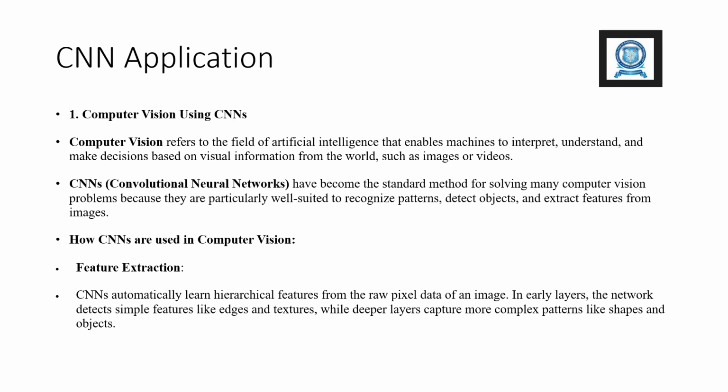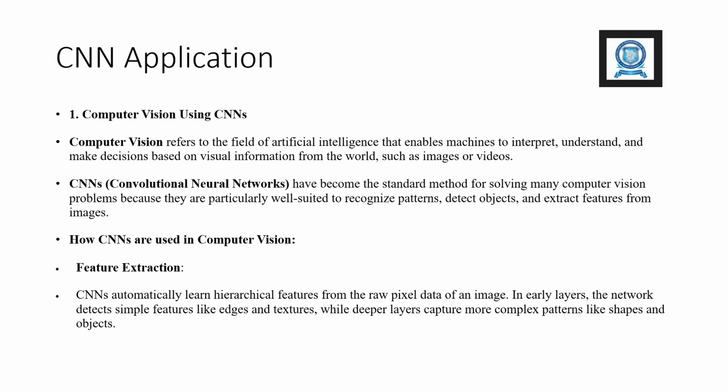Computer vision refers to the field of artificial intelligence that enables machines to interpret, understand, and make decisions based on visual information from the world, such as images or videos. CNNs have become the standard method for solving many computer vision problems because they are particularly well suited to recognize patterns, detect objects, and extract features from images. How CNNs are used in computer vision.